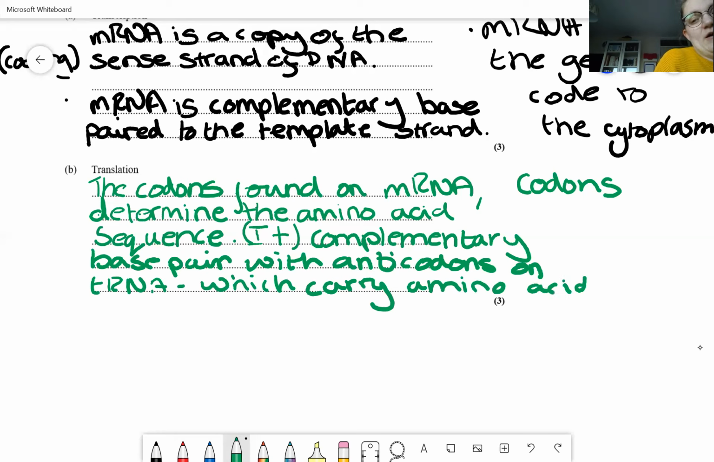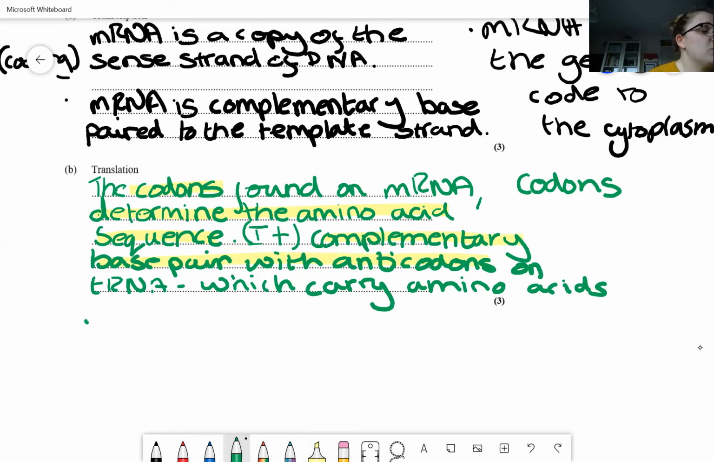In this situation, that would give you 3 marks. I'm going to highlight where you get your 3 marks. So by saying we've got codons, that gets you a mark straight away. So the codons are found on the mRNA. They determine the sequence of amino acids. That gets you a mark. And by saying that it complementary base pairs with the anticodons gets you another mark.